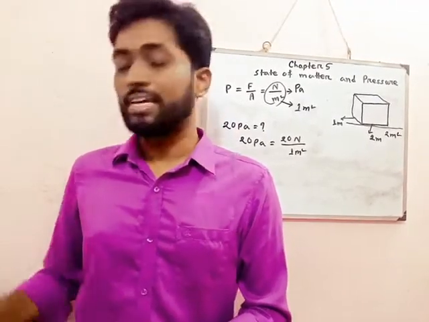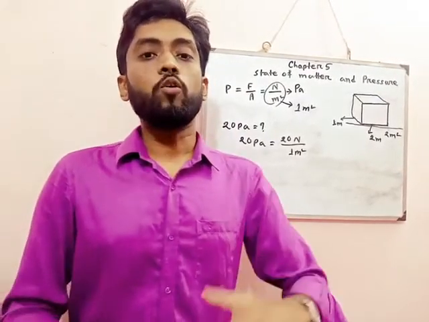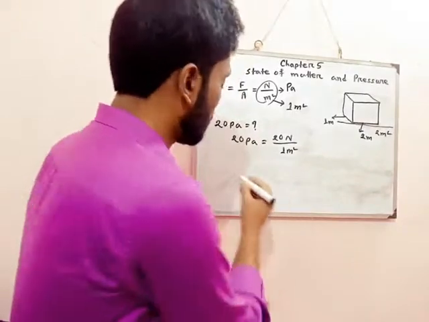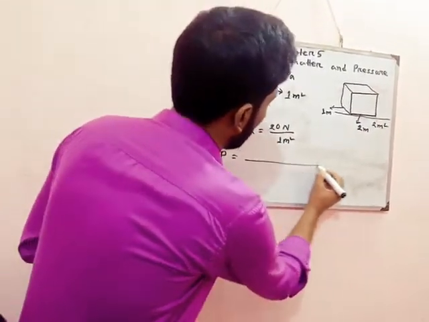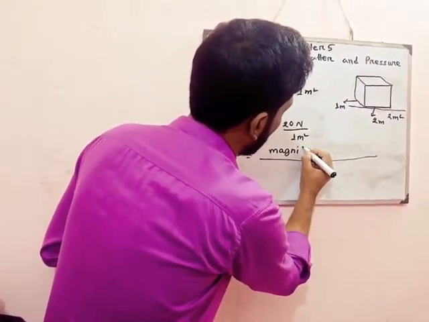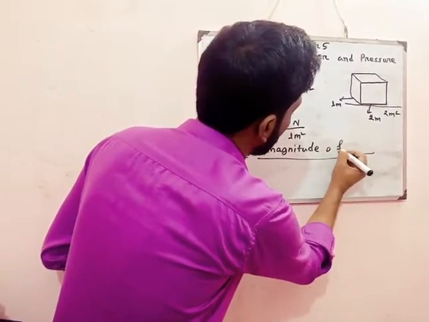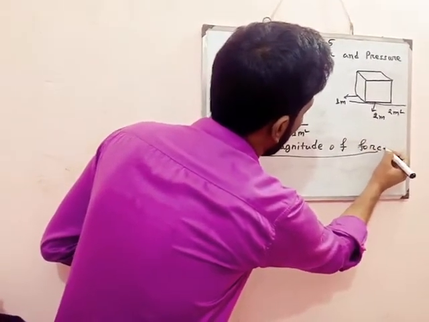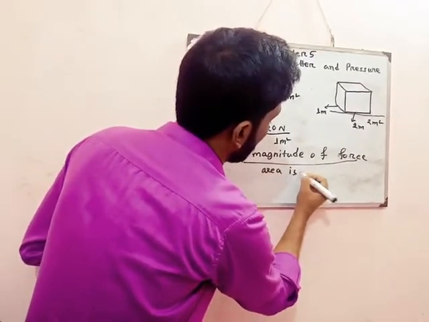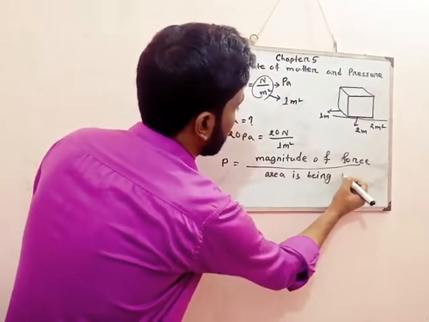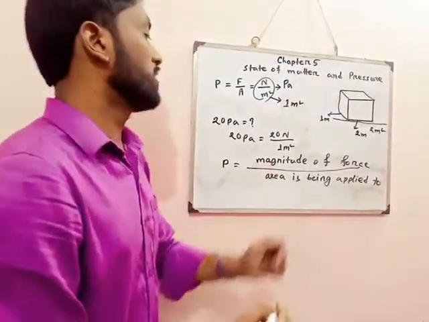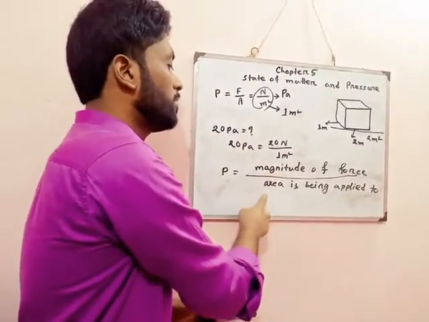So pressure is actually how intensely the force is being applied. Okay, so we can write pressure is equal to magnitude of force divided by the area it is being applied to. So pressure is magnitude of force divided by area it is being applied to.